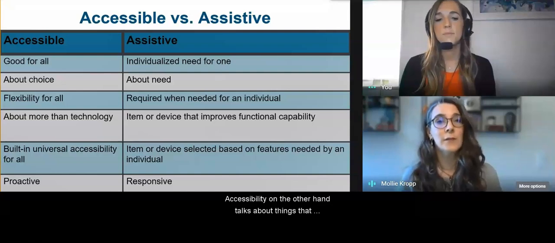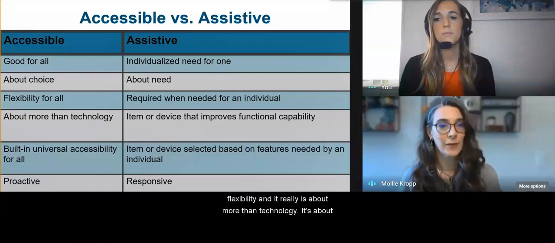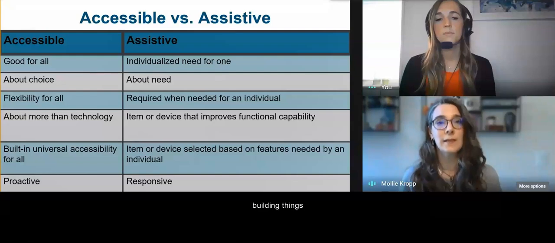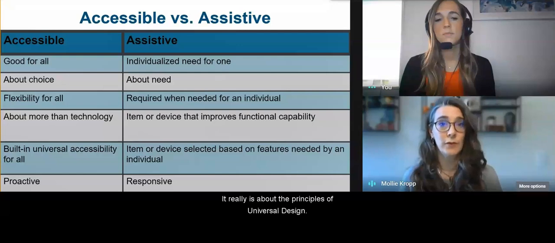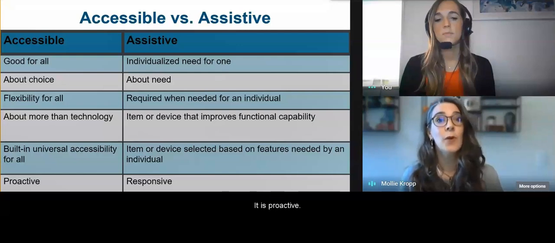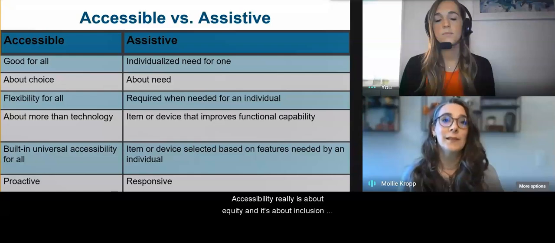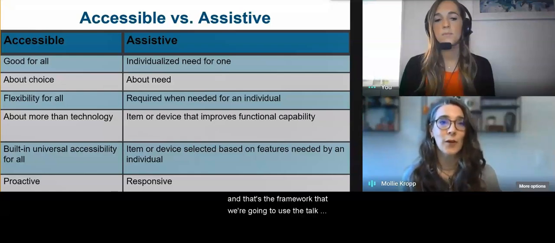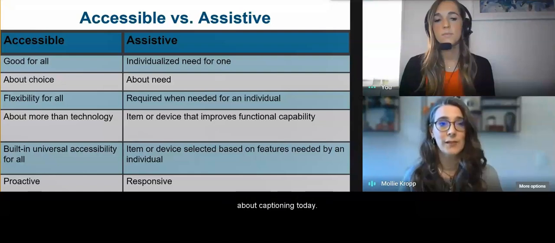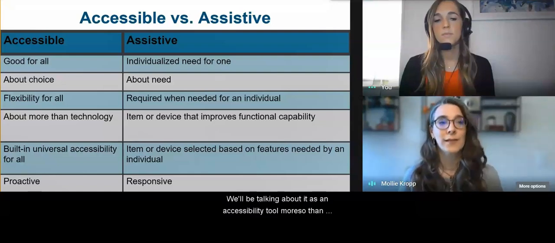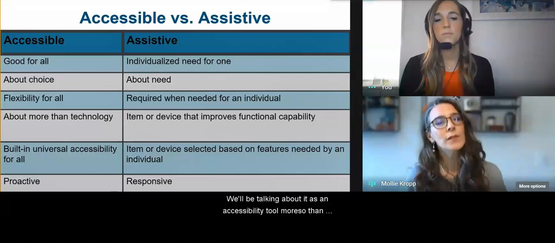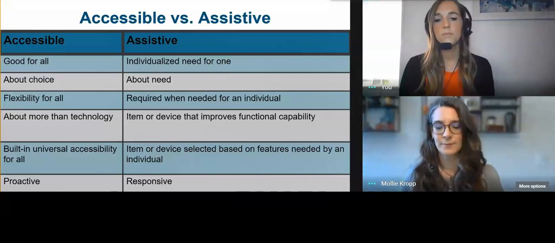Accessibility, on the other hand, talks about things that are good for everyone. It's about having choice and flexibility, and it really is about more than technology. It's about building things in a way that is inclusive of all. It really is about the principles of universal design. It is proactive. Accessibility really is about equity, and it's about inclusion. And that's the framework that we're going to use to talk about captioning today. So we'll be talking about it as an accessibility tool more so than an assistive one.